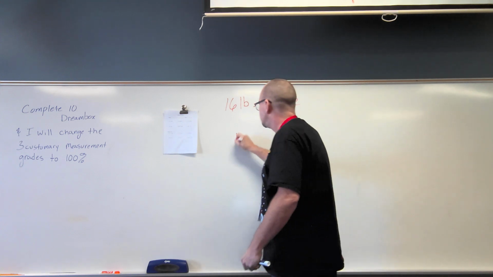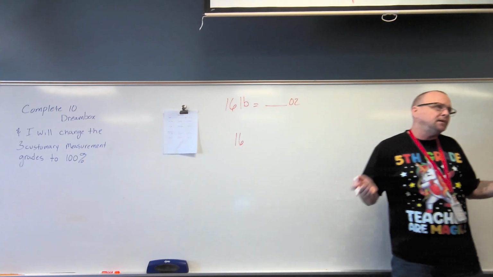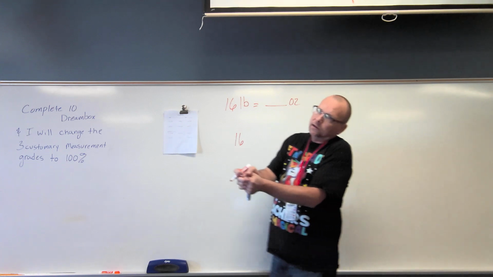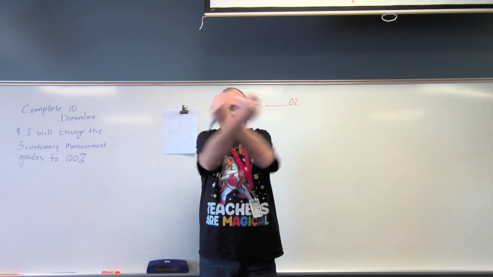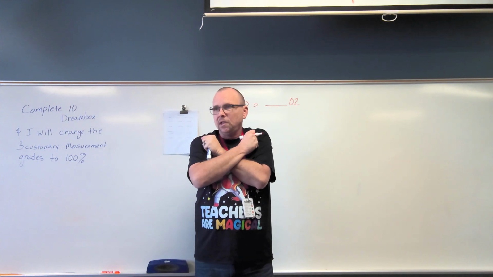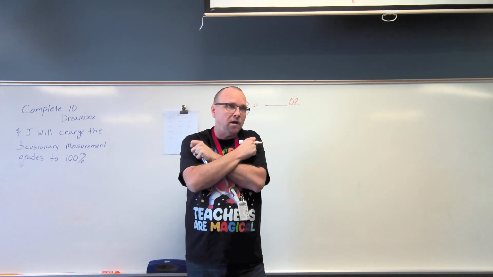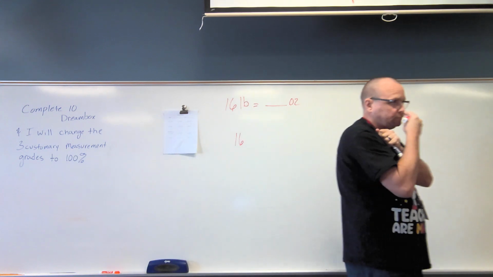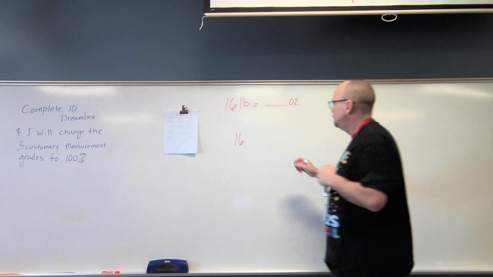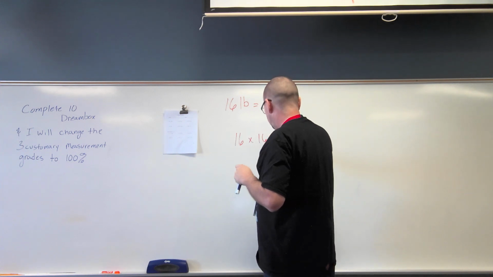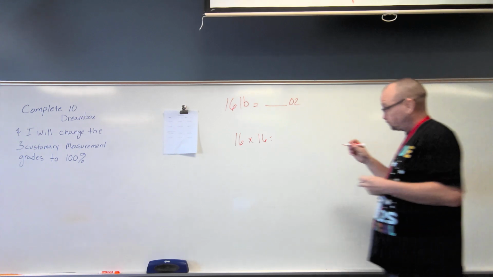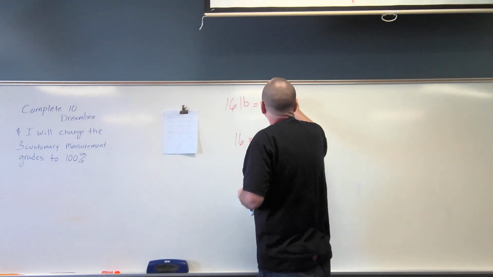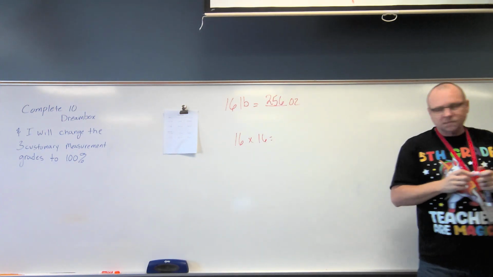So I'm going to do something with the 16. Either I'm going to multiply with the 16 or I'm going to divide with the 16. So pounds to ounces means you multiply. How many ounces are in 1 pound, Layla? 16. So that means I'm going to multiply this by 16. And Leo, what is 16 times 16? 256.